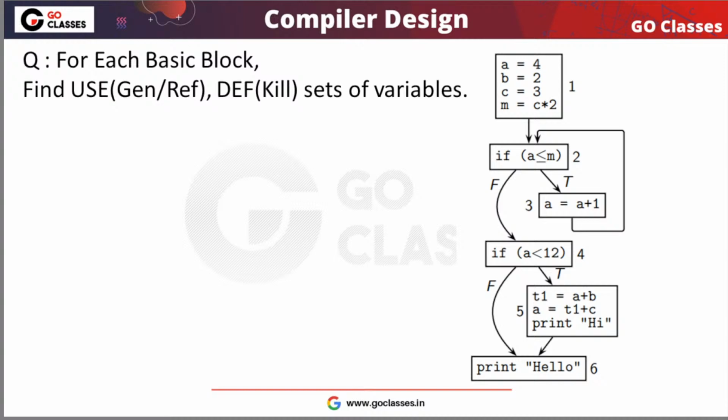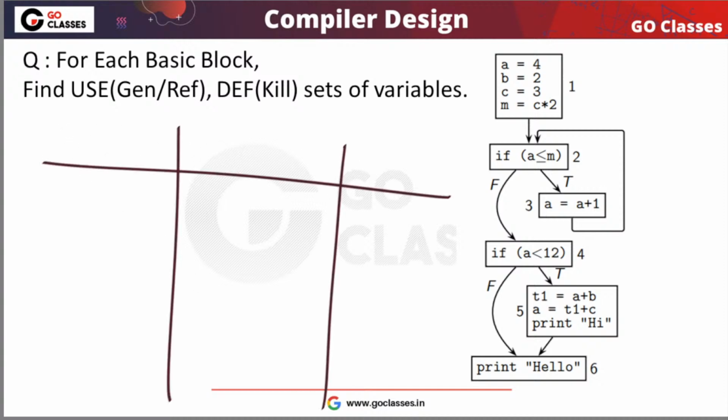Anyway, these questions I can give as homework. This is your program. For this program, you need to find the set of variables used and defined for each basic block. Can anyone tell me the answer for B1? Let me make a table, and you tell me for each block.